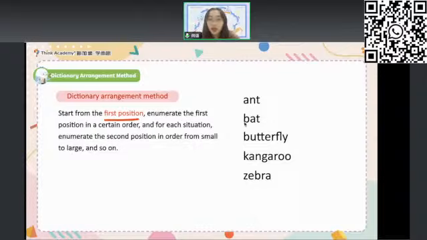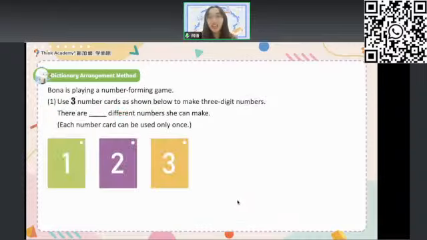So for example, how come the word bat is in front of butterfly? Why? Because after you check the first letter, you just move on to the second one, right? So what if the second letter is still the same? Then what should we do? We just move on to the third one. So you can see that there is an order. You check one by one from the first one to the last one. And we can apply such an idea when we list out to find some numbers.